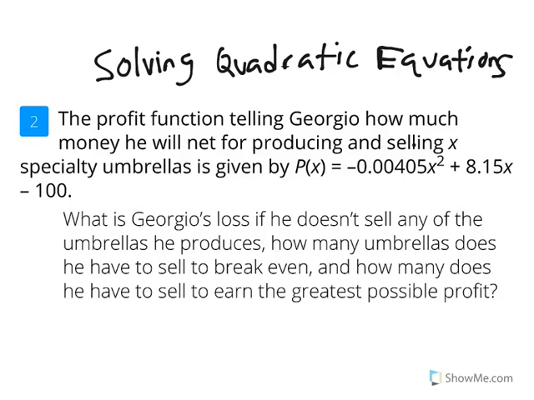How many umbrellas does he have to sell to break even? And how many does he have to sell to earn the greatest possible profit? So Gregorio's profit function is represented by a quadratic equation, and we're trying to solve this quadratic equation to figure out certain answers to these three problems. So the first problem is, what is Gregorio's loss if he doesn't sell any of the umbrellas he produces?